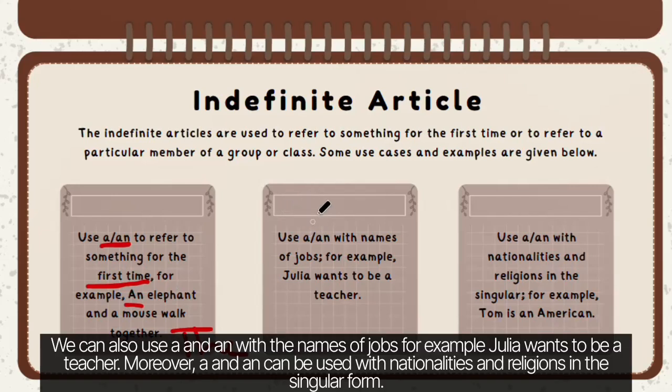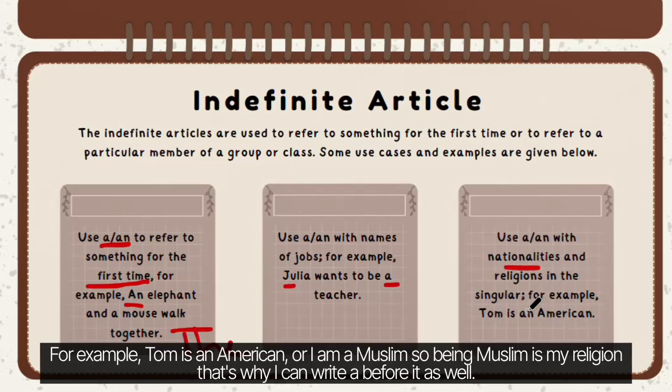We can also use a and an with names of jobs. For example, Julia wants to be a teacher. Moreover, a and an can be used with nationalities and religions in the singular form. For example, Tom is an American, or I am a Muslim. So, being Muslim is my religion, that's why I can write a before it as well.